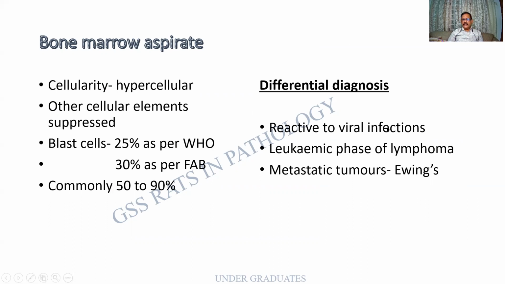A differential diagnosis will be sometimes there can be a reaction to viral infections. There is one condition called the leukemic phase of lymphoma. Lymphoma is one condition. There is a Hodgkin's, there is a non-Hodgkin's. But when the cells overflow and they spill over into the peripheral blood, it is called a leukemic phase of lymphoma. Sometimes metastatic tumors, small tumors such as tumor cells as seen in Ewing's can be present. So these are all differential diagnoses which people can mention. In fact, all this will come under the category of small round cell tumors.